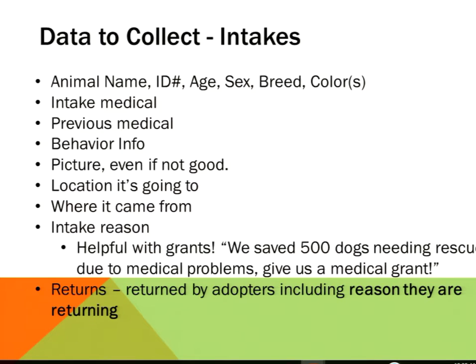And we'll look at examples of paperwork. But this is kind of everything that you need. You want previous medical and intake medical, what happens as they walk in the door and previously. You need to know that. Behavior info from that owner, or even if it's a stray and they've only had it for a couple hours, they might have some nice behavior info for you. A picture, even if it's terrible, any picture in your computer system is better than no picture.